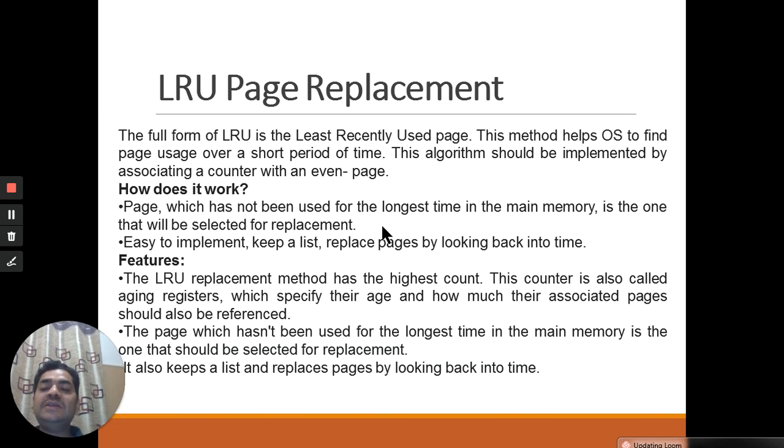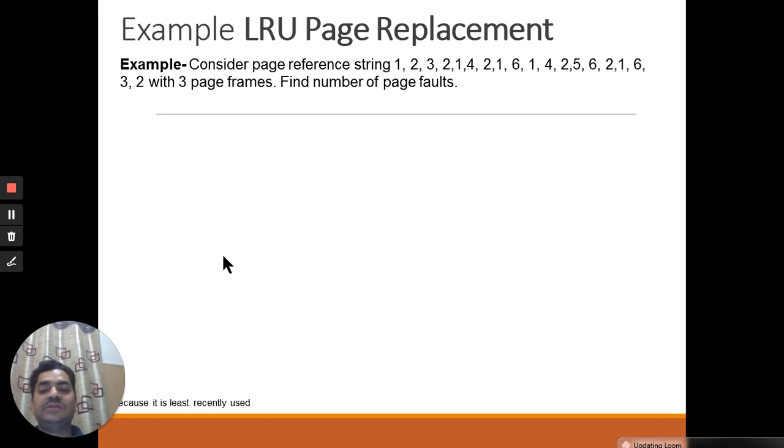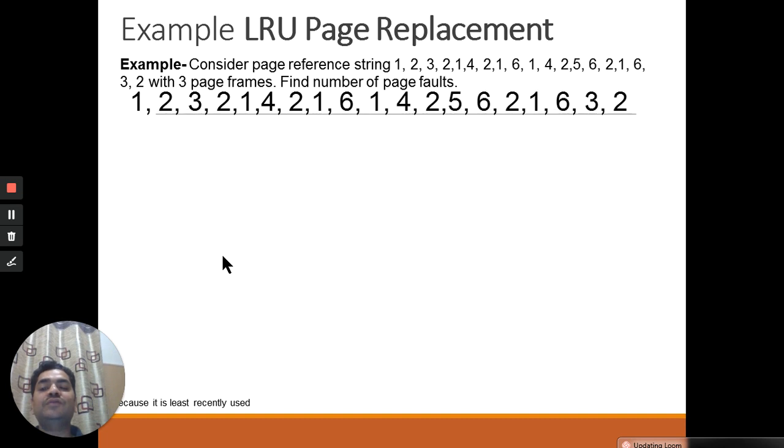Next one is the least recently used page replacement algorithm. In this algorithm, we choose the page which is not used recently. It means least recently used. The pages which are used recently are not replaced by new pages. It means we free the frame of the page which is least recently used, so we look backward. Take the same example: 1, 2, 3, 2, 1, 4, 2, 1, 6, 1, 4, 2, 5, 6, 2, 1, 6, 3, 2.